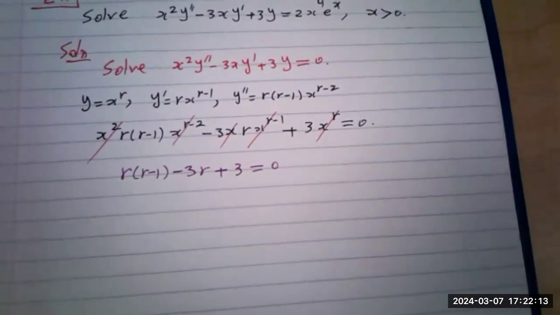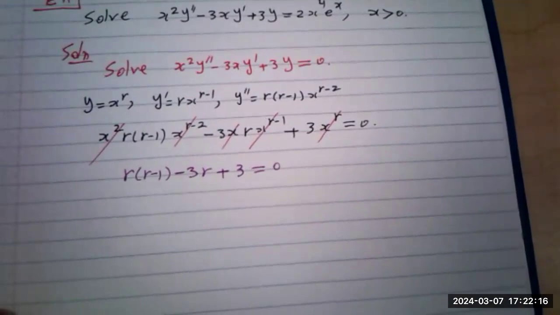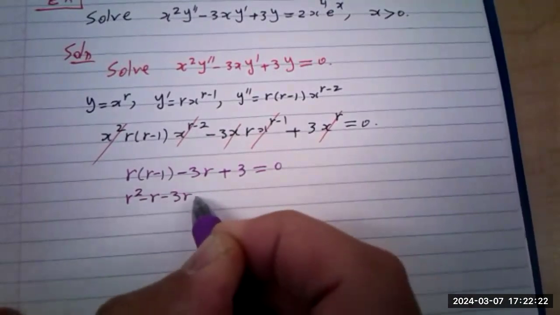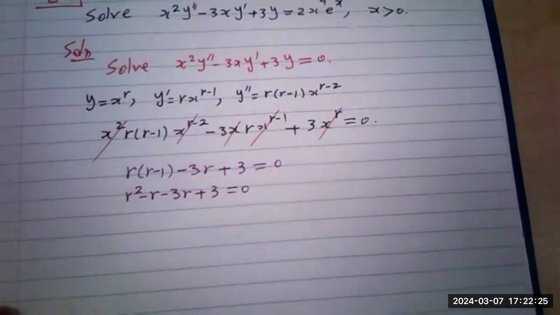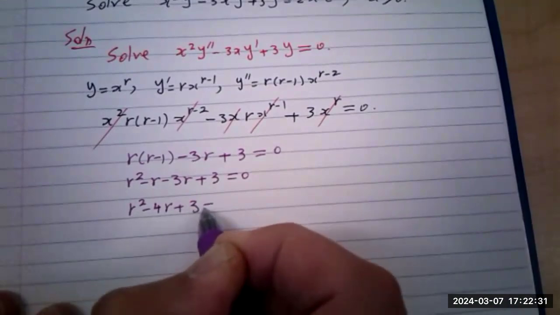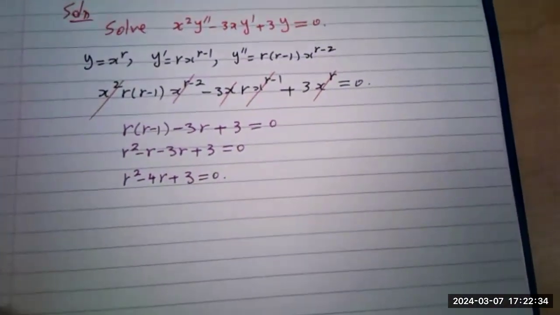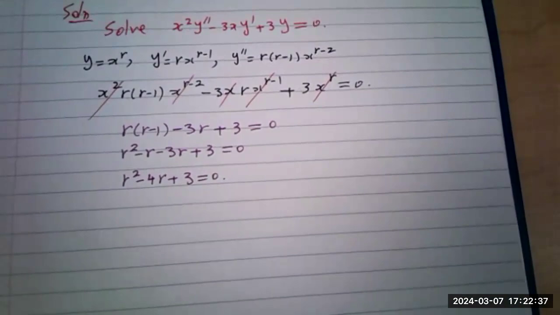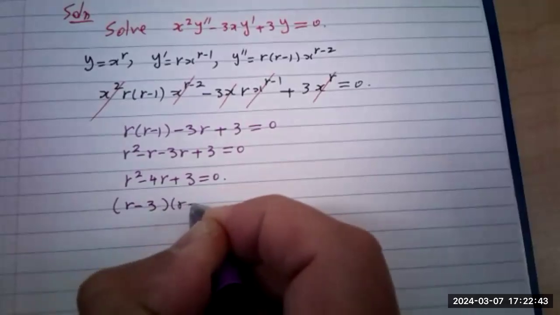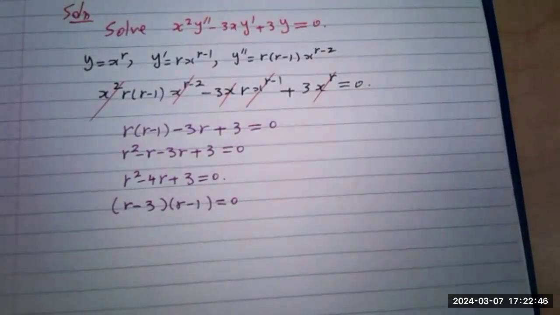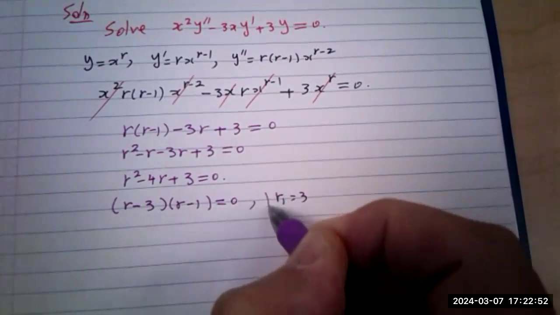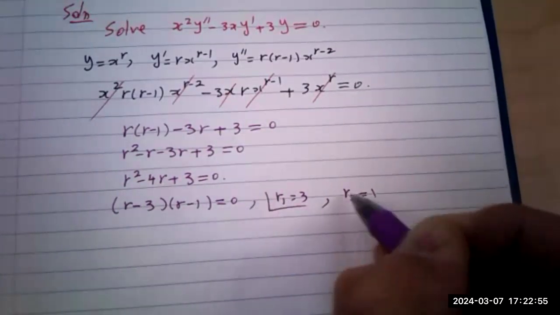Simplify, combine the like terms to see what type of equation you have. So we are going to have r squared minus r minus 3r plus 3 equal to 0. And the like terms give you r squared minus 4r plus 3 equal to 0. It's factorable. Two numbers with product 3 and sum 4. So the factors are r minus 3 times r minus 1 equal to 0. So we have two solutions. I call r1 equal to 3, the first one, and I call r2 equal to 1.